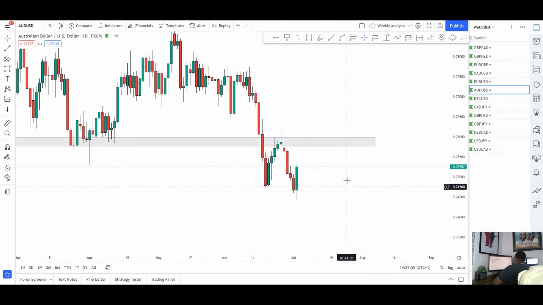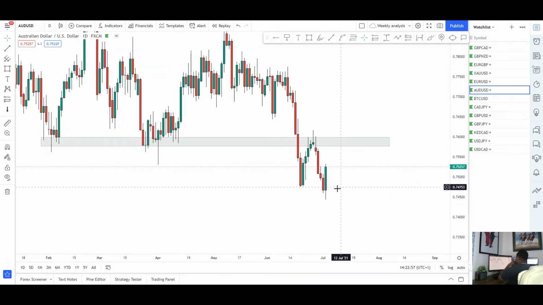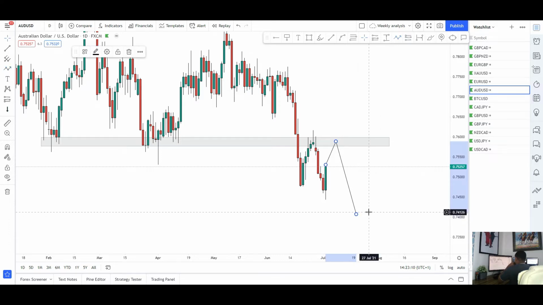The market did close quite bullish on Friday. We did have an NFP come through, so I'm anticipating another push to the upside, giving us another lower high, maybe a double top, testing that 0.76 level again, and then we can look to short the pair again to the downside, and we'll be targeting that 0.74 area.